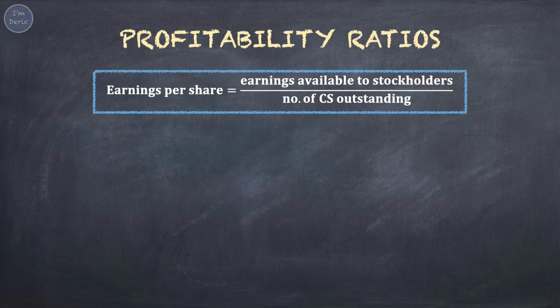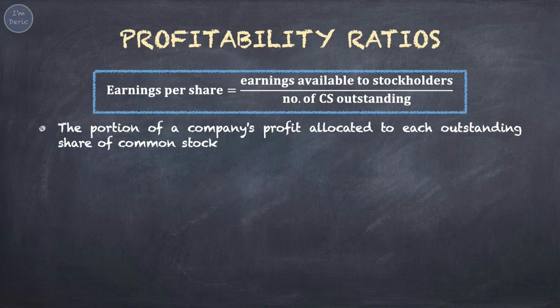Next, earnings per share, EPS. It is calculated by taking earnings available to stockholders over number of common stocks outstanding. EPS shows the portion of a company's profit allocated to each outstanding share of common stock. In other words, EPS is a measure of how much profit a company makes per share of its stock.